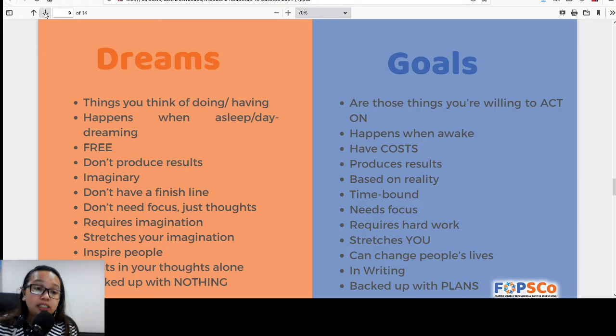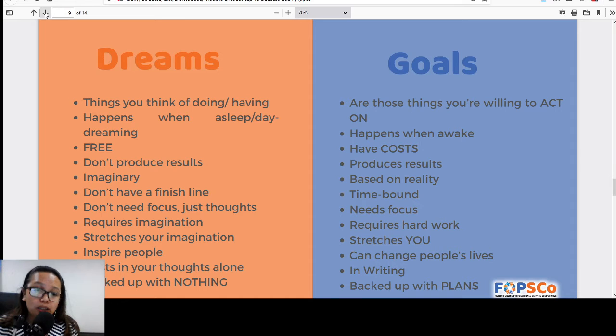And of course, this is free. It's just a dream, right? Aspirations, it's really free. You don't produce results, because it's just in your mind. You just dream it. It's imaginary. It does not have a finish line, at least. So it's free, and of course, you can dream all you want. It does not have an end. You don't need focus because these are just thoughts.